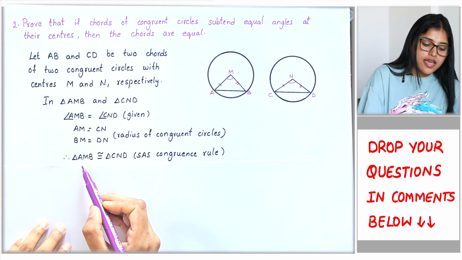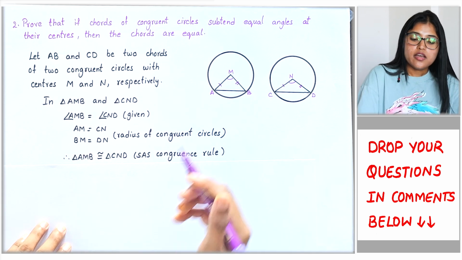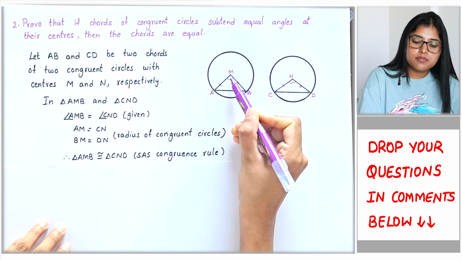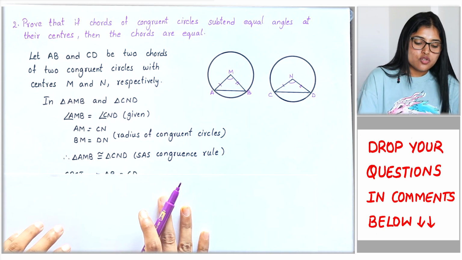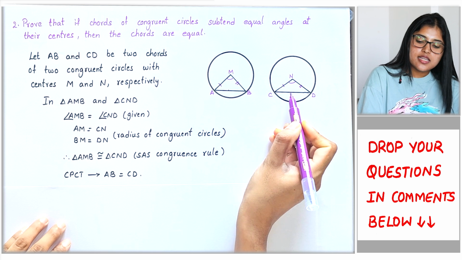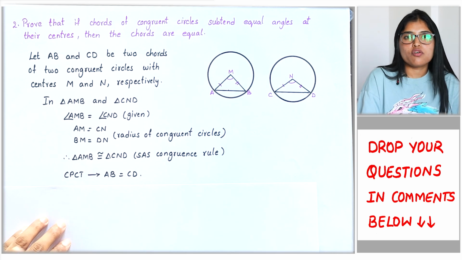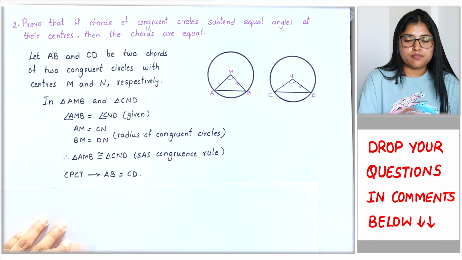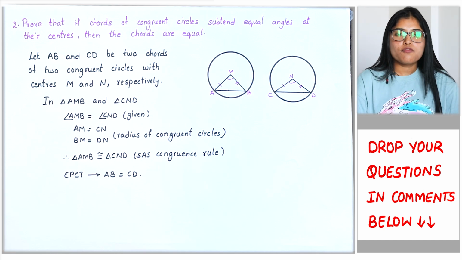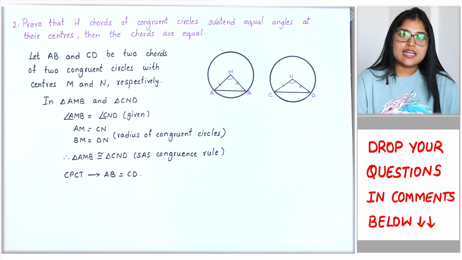So I can say triangle AMB is congruent to triangle CND from side angle side congruency, because this is the included angle of these two sides in both the triangles. So I can say AB and CD are equal from corresponding parts of congruent triangles, or CPCT, from the congruency we have just proven. That is the end of part 9.1 of Chapter 9 Circles.